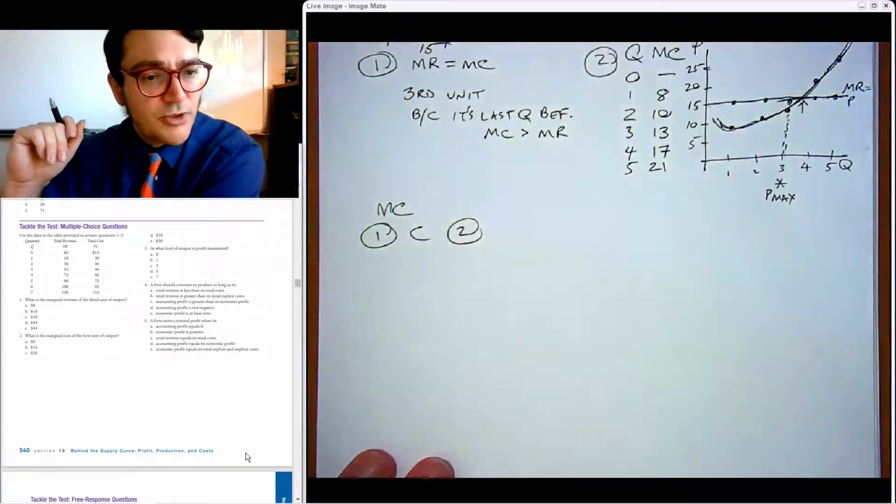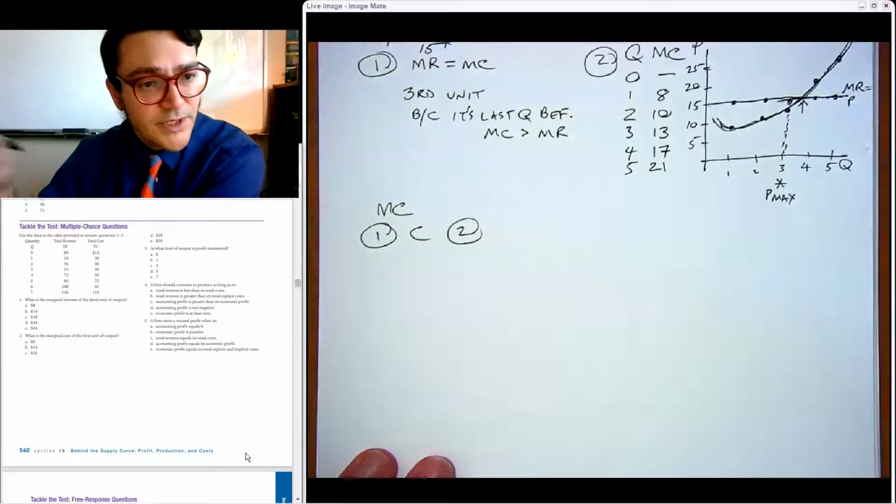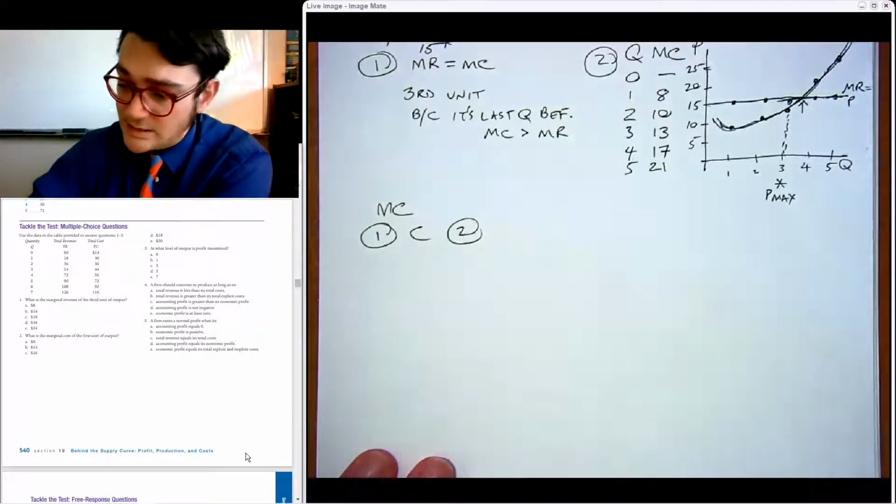Number 2, the marginal cost of the first unit. So we go from 0 to 1, and so it's 30 minus 14, which is 16. So that's C.